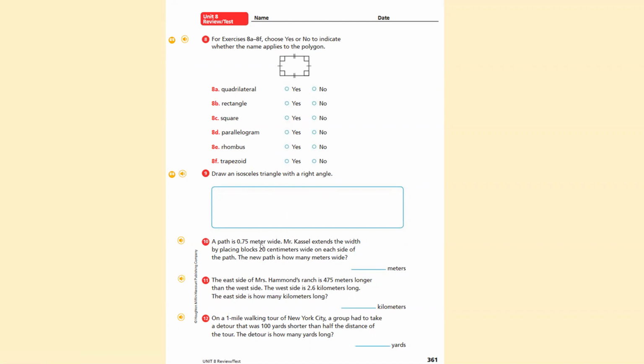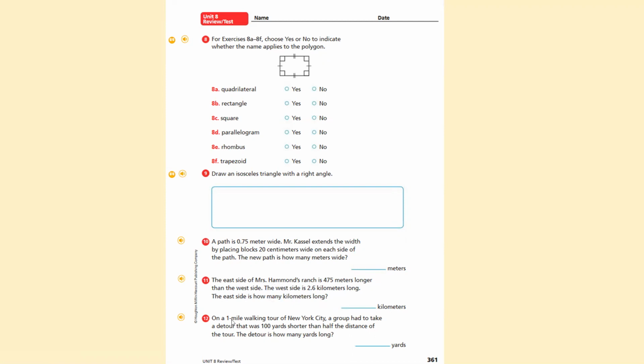it says a path is 7,500 meters wide. And then Mr. Kasel extends it by placing a block 20 centimeters wide on each side of the path. The new path is how many centimeters wide? So you're going to add centimeters and meters, but you've got to first give them the same name, and you want your answer in meters. So convert this centimeter into meters. And this one says the east side of Mrs. Hammond's ranch is 475 meters longer than the west side. The west side is 2.6 kilometers. So this is subtraction, and you're going to put them both in kilometers.